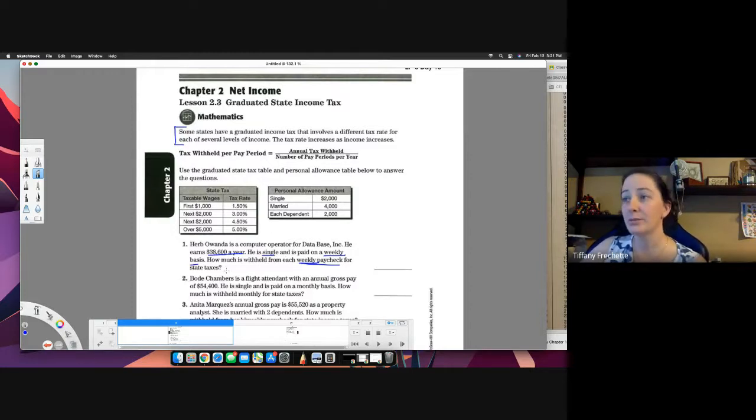So first, before you start calculating this graduated part, take away the allowances because that makes our taxable income lower. It's what we're allowed to take away first. So $38,600, we're going to take away his allowance. He's single with no other dependents, so he only gets to take away $2,000. So it ends up being $36,600. This is his taxable income. Now we have to take into account these steps.